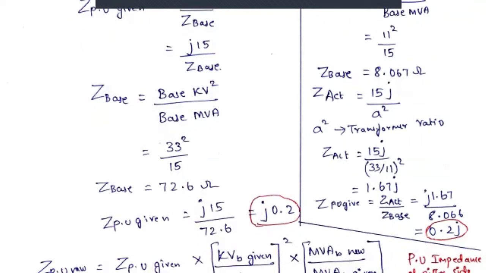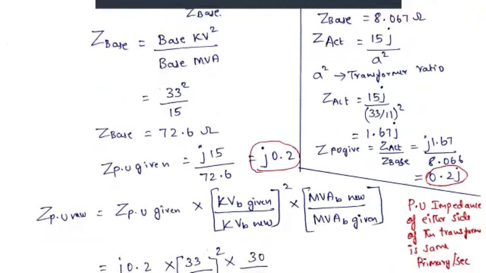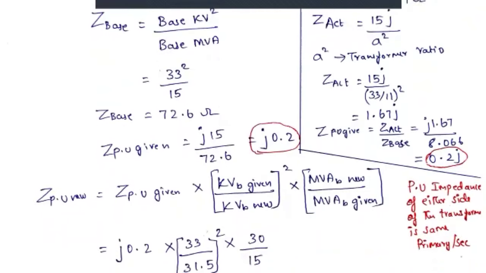Next, Z per unit given is equal to Z actual divided by Z base. So actual is J into 1.67 divided by base 8.066. If you calculate it, you'll get the answer as 0.2 J. So here also 0.2 J, here also 0.2 J. Already we have seen the significance of per unit. In that itself, we made a note that the per unit impedance on either side of the transformer is same. That is the note.